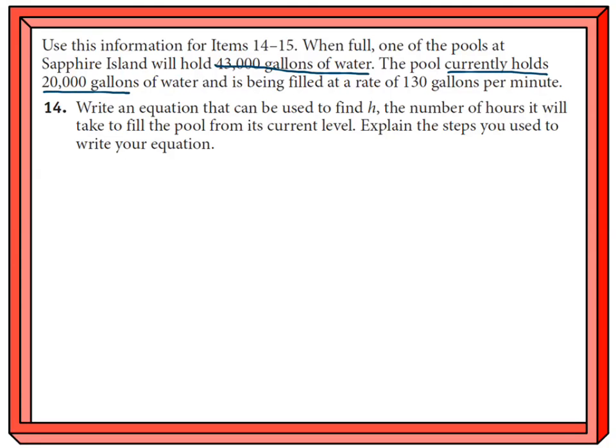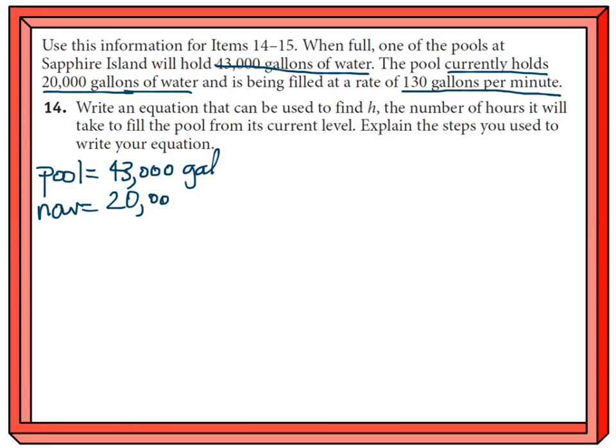So currently we have 20,000 gallons of water in there, and it's being filled at a rate of 30 gallons per minute. So what I'm going to do is make a list of things that this paragraph has told me. So pool, it's going to hold 43,000 gallons. But right now, currently, it has 20,000. All right, so we got to put some water in this thing. It's a little bit under half full.